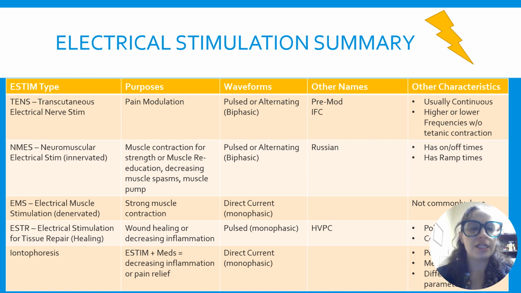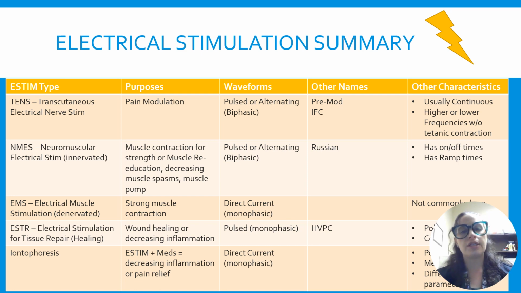But the first thing I did here is just go over the different types of ESTIM, what you mainly use it for, what waveforms you might use, and then some of those other names or things that may be associated with that. And then other little key points that you gotta know, right? So the first thing is, if you see TENS, they're not talking about the little box machine. Although a TENS unit usually is used for TENS, know that TENS is actually a type of ESTIM, which is transcutaneous electrical nerve stimulation, and that's for pain, okay?